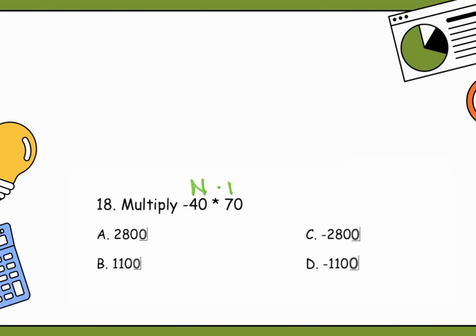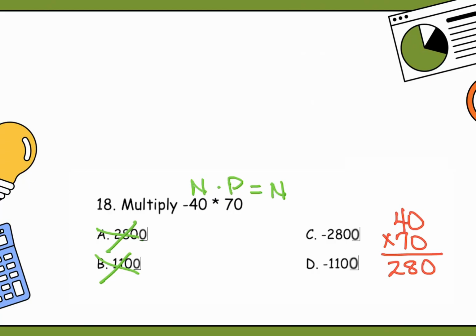Question 18, we're multiplying a negative integer by a positive integer, which we know will give us a negative answer. So let's mark out the positive answer choices A and B, and now let's multiply 40 and 70. 40 times 70 is equal to 2,800. This is a negative answer, so letter C is the correct answer choice.